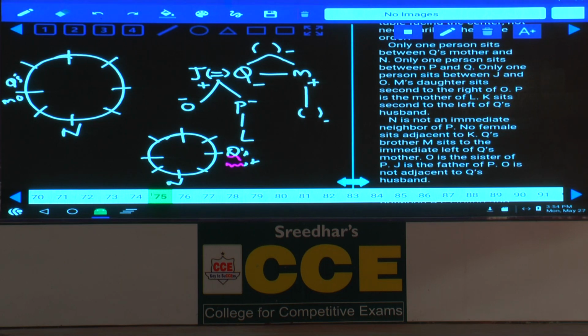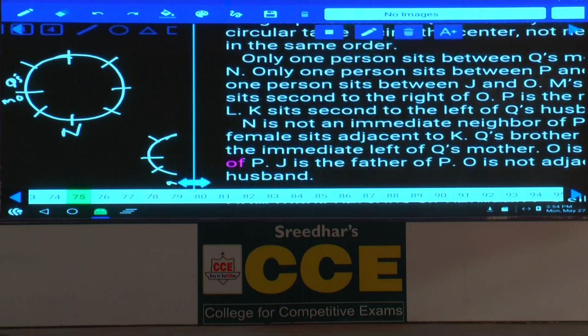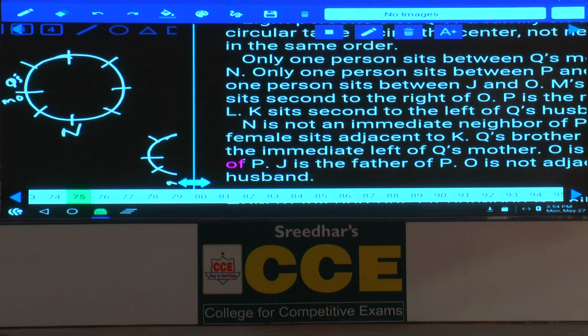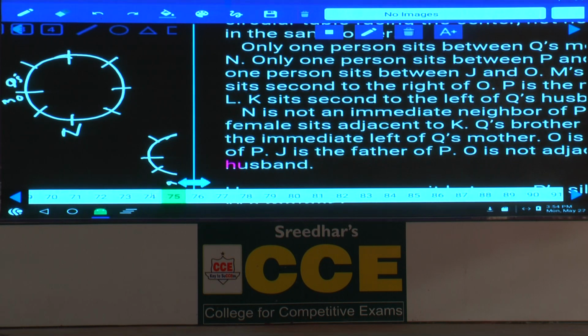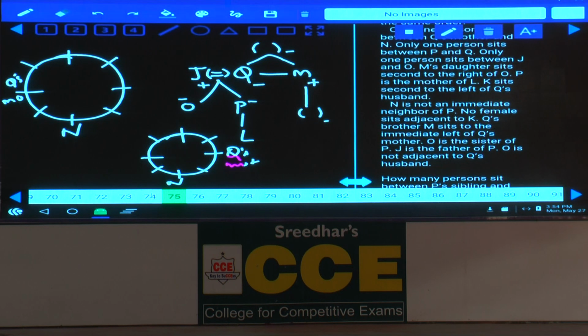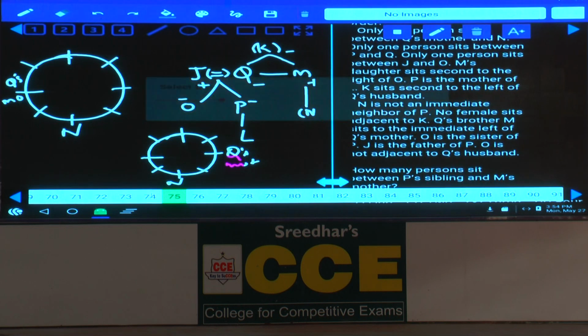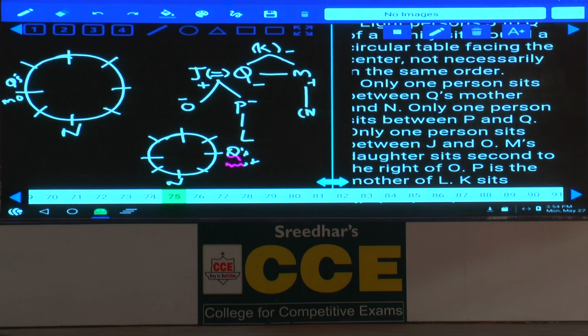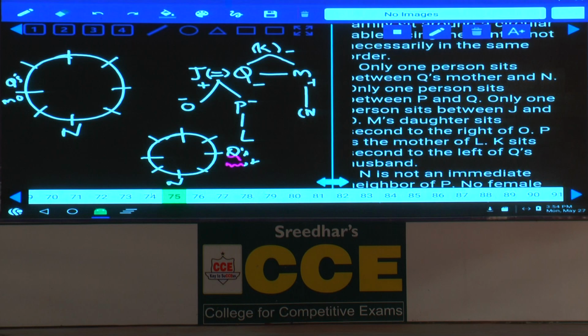And out of this the very first information states that, what is the first information here? Q's mother is not N, isn't it? Now Q's mother is not N. As Q's mother is not N, hence N is the daughter of M, and K is the person left over and K is the mother of both Q and M. Right? K is the mother of both Q and M. Then coming to this one.